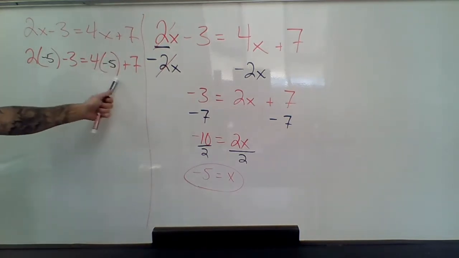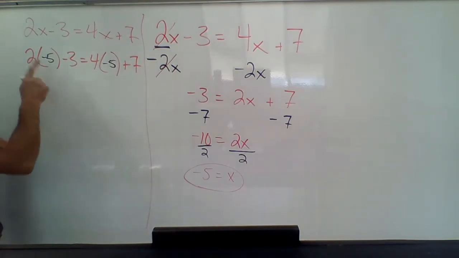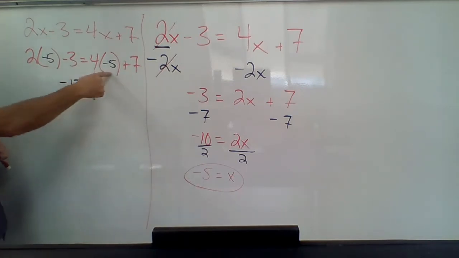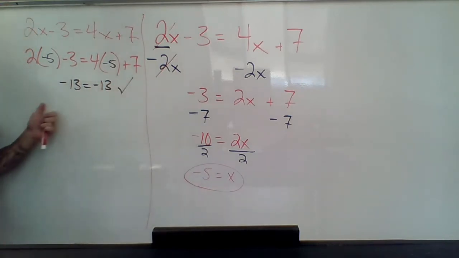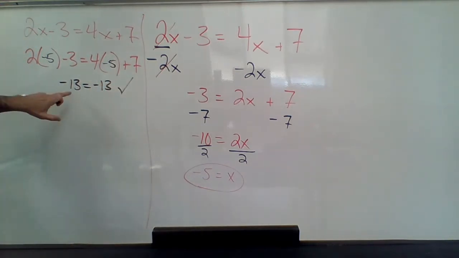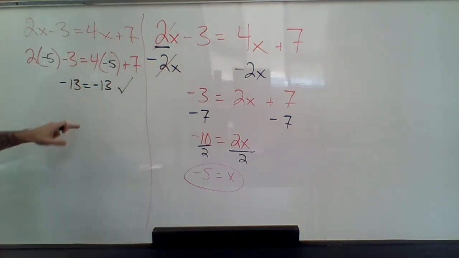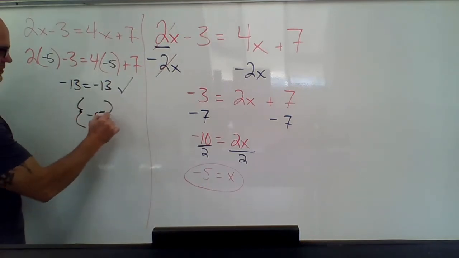You can punch both sides into your calculator. You don't have to do it in your head. It's up to you. But if I do this, this is negative 10 minus 3, that's negative 13. This is negative 20 plus 7, it's also negative 13. That checks out. What I was saying earlier, I would have never known that it was going to work out to be negative 13 on both sides until I actually did the work. This checks out. This means that my solution is negative 5.